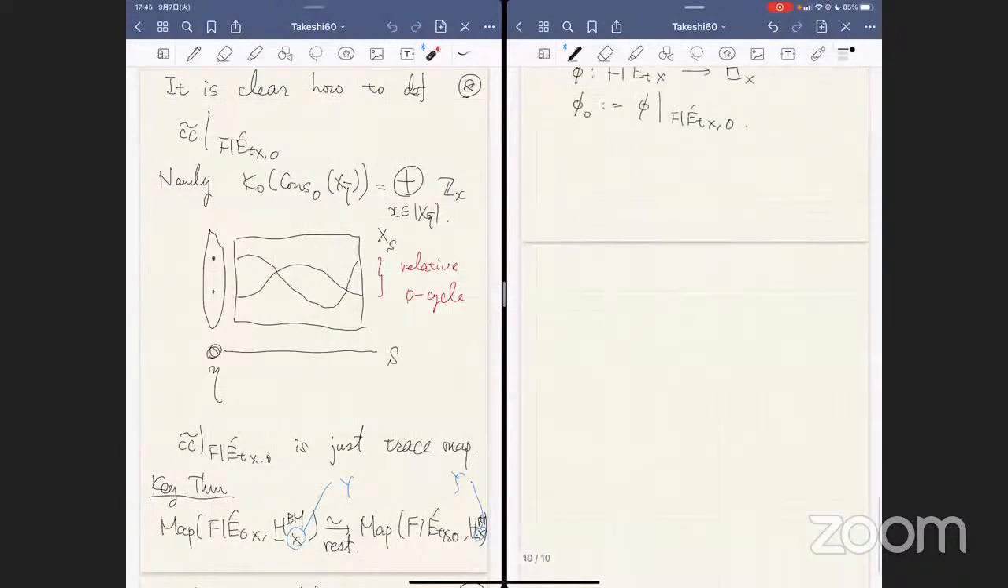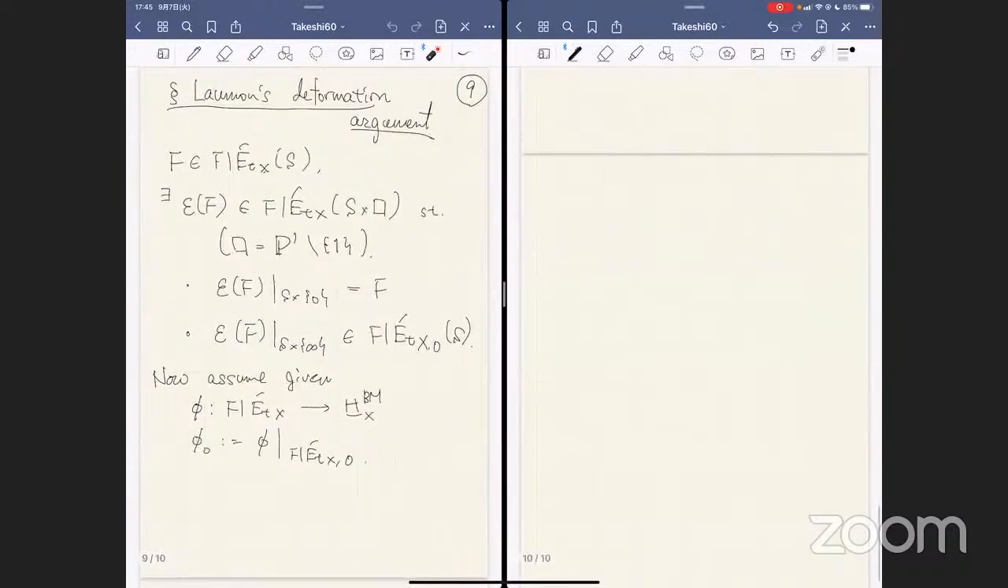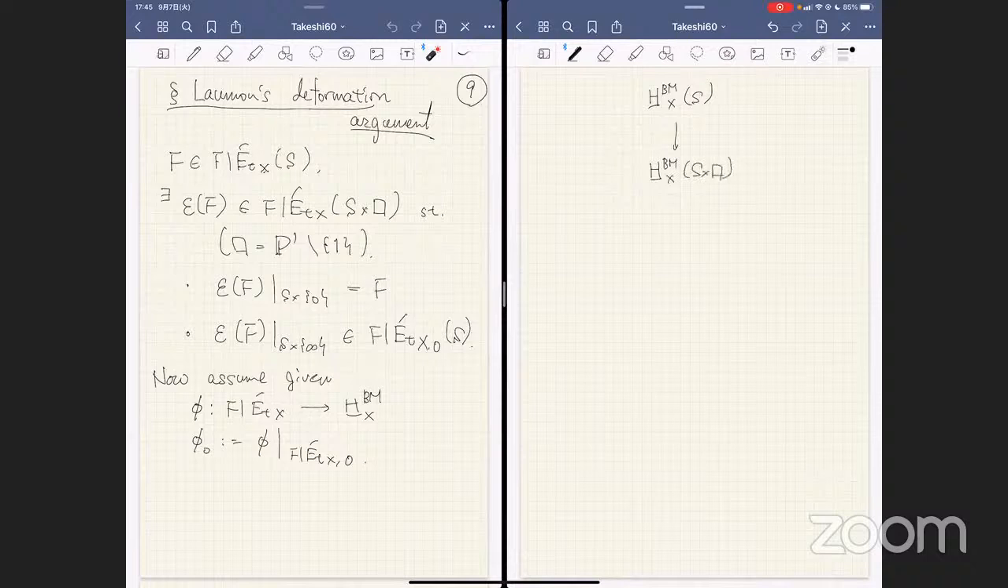Now we have the following diagram. So I have this HBM of X and S. And since I have X, I have the projection. Since it's a pre-sheaf, I have a morphism to S cross box. This is just defined by the projection. And I can further restrict it to zero, and I can further restrict it to the infinity. So I have this map. This is isomorphic.